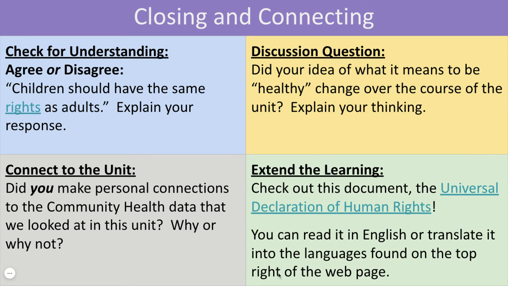And then down here is a link to the Universal Declaration of Human Rights, so they can read it in English or translate it into the languages found on the top right of the web page in the event that they would need it.